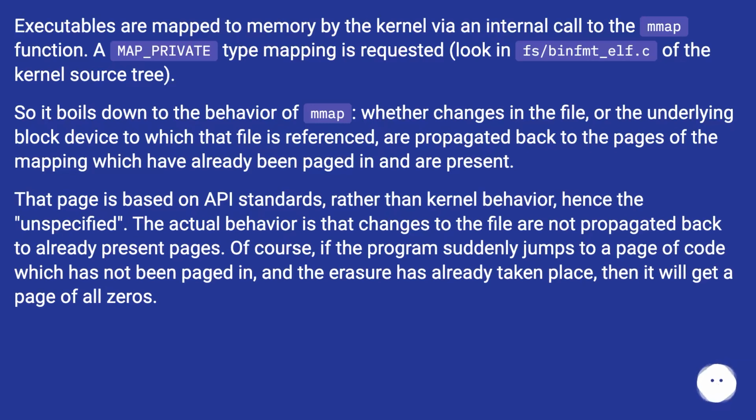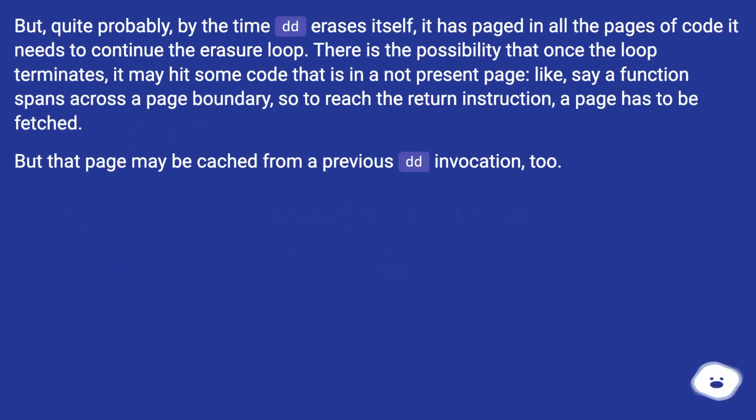Of course, if the program suddenly jumps to a page of code which has not been paged in, and the erasure has already taken place, then it will get a page of all zeros. But, quite probably, by the time dd erases itself, it has paged in all the pages of code it needs to continue the erasure loop.